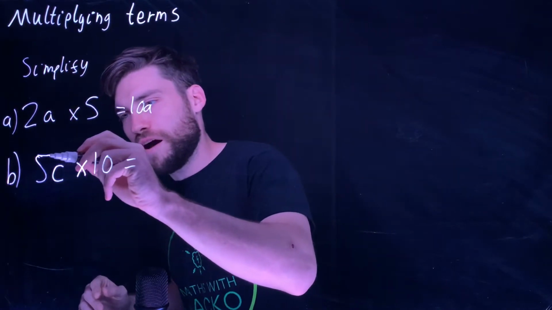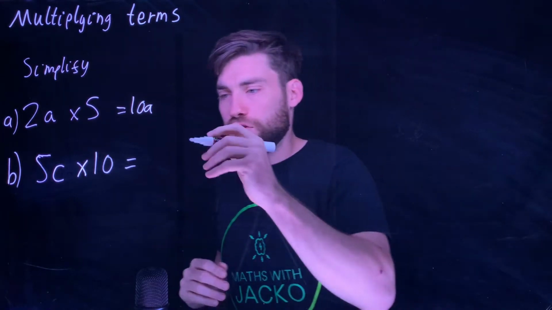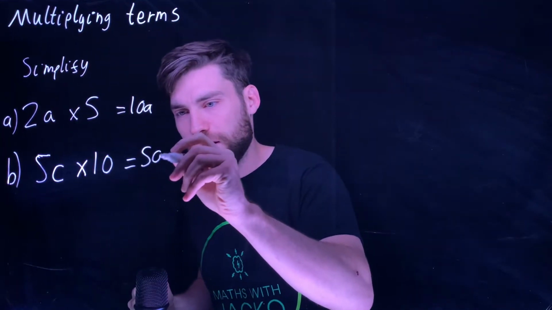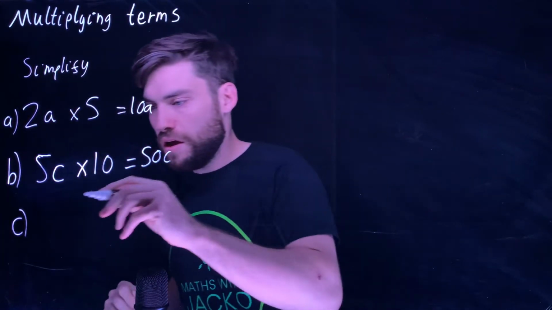Right, let's make that more of a 5. Right, so 5C multiplied by 10. Have a go. Right, so you should have paused it and had a go. That is 50C. Right, next one. Yeah, we're on a bit of a roll now, so I'm going to mix it up.